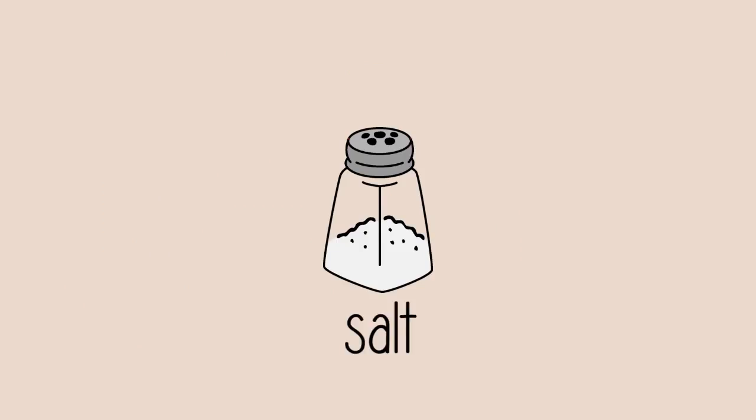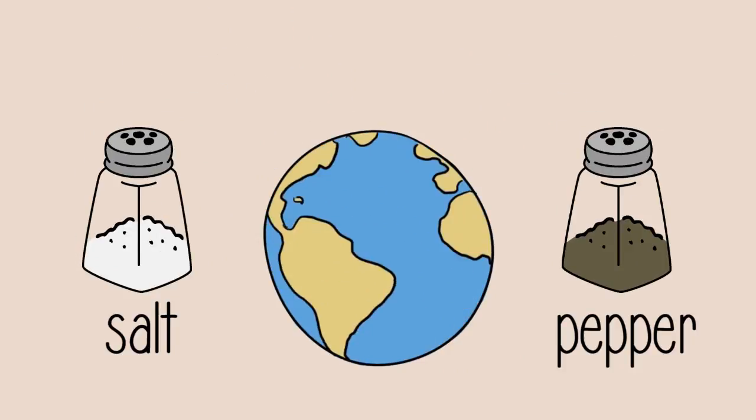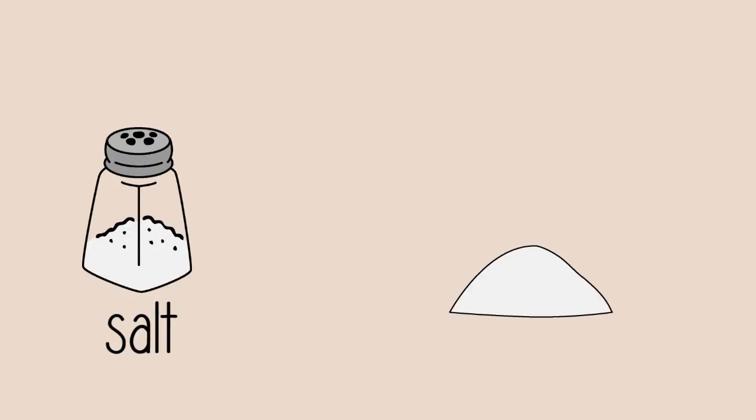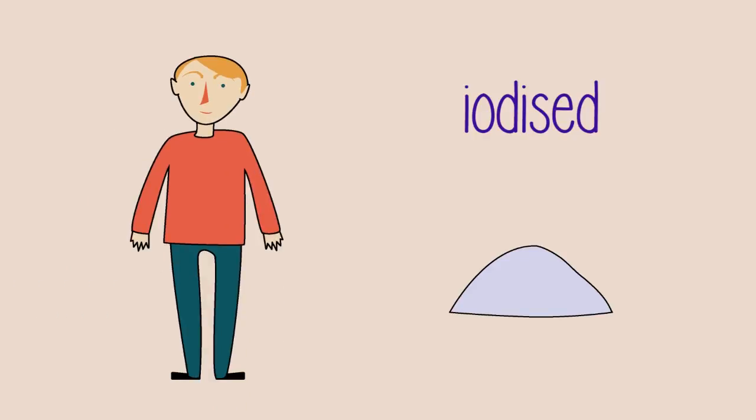Regular table salt is used worldwide as a flavor enhancer. In fact, salt and pepper are the two most common condiments anywhere in the world. Most salt for consumption is iodized. This means that iodide ions have been added. This iodized salt helps to prevent the enlargement of the thyroid glands, a medical condition known as a goiter.